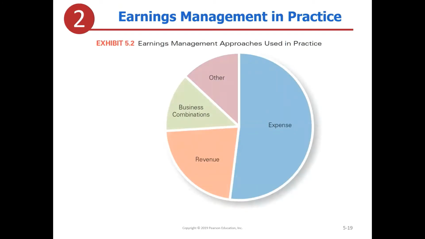Here you see Exhibit 5.2, Earnings Management Approaches Used in Practice. A survey of auditors provides a summary of the approaches management uses to manipulate earnings. The most common approach is through the manipulation of expenses and losses (52% of the occurrences of an earnings management attempt), followed by the manipulation of revenues, which is 22%, and opportunities around business combinations.